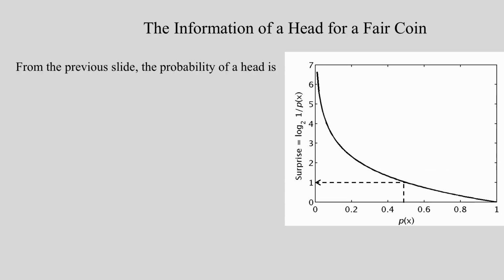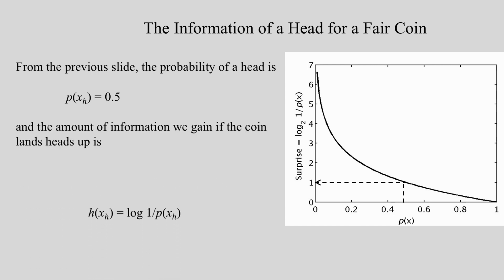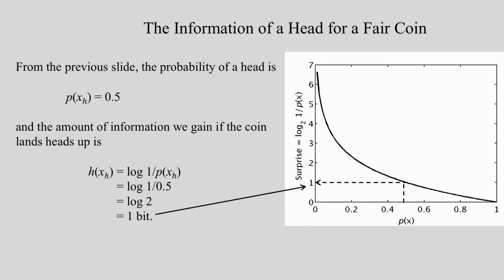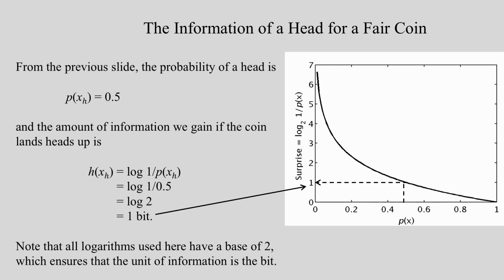From the previous slide, the probability of a head is 0.5, and the amount of information we gain if the coin lands heads up is the log of 1 over the probability of a head, which is the log of 1 over 0.5, which is the log of 2, which is 1 bit, as shown in this graph. Note that all logarithms used here have a base of 2, which ensures that the unit of information is the bit.